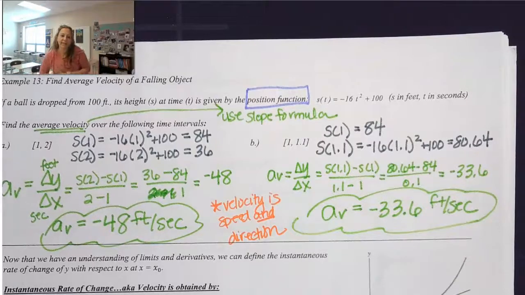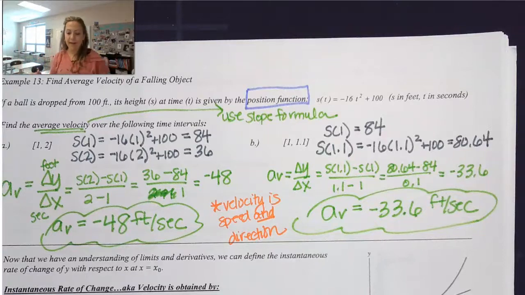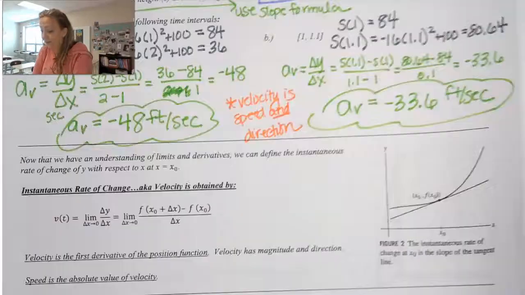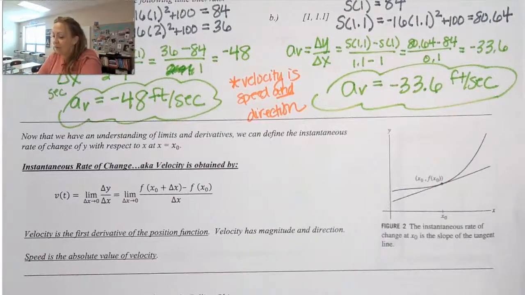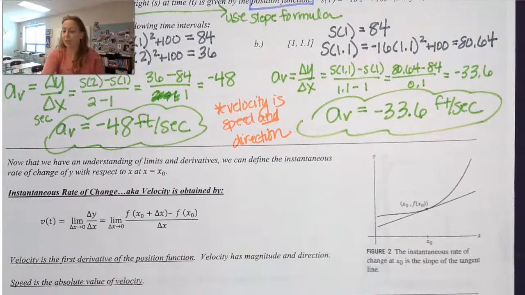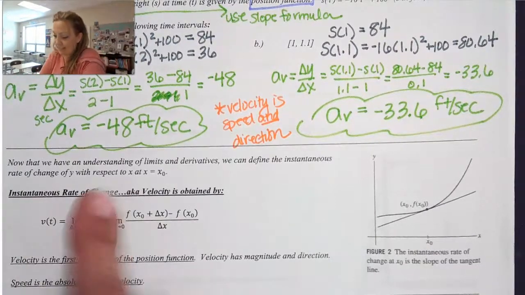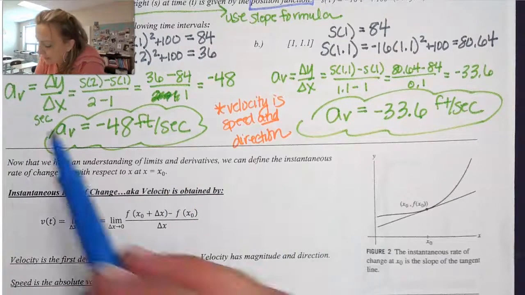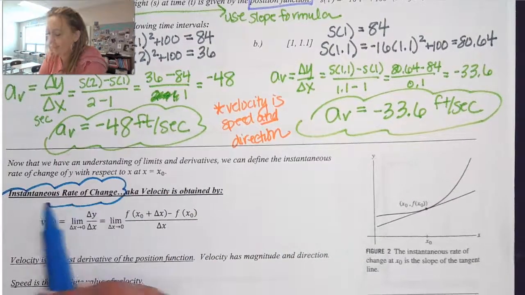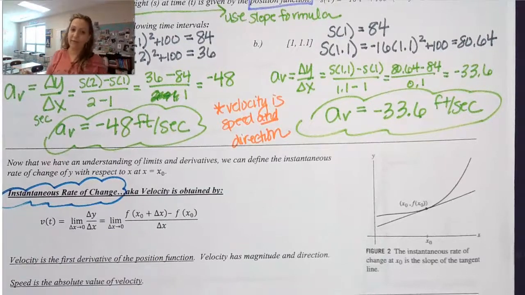Okay, so notice that the velocities were different depending on what times we were dealing with there. What if we wanted to know what the velocity was at a specific point? How in the heck could we do that? Well, I have great news for you. Now that we have an understanding of limits and derivatives, we can define the instantaneous rate of change of y with respect to x at x equals x sub 0. So this is going to be the instantaneous rate of change, and that's going to be our velocity.